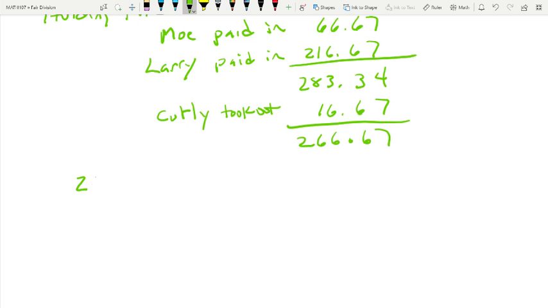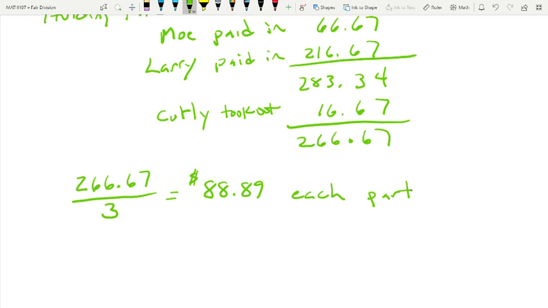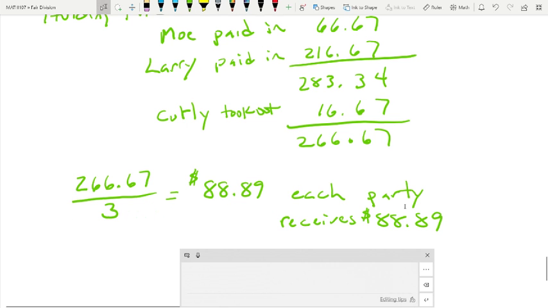That money is left in the holding pile, and now that the process is done, we take the money that is left over and divide it by the number of people. This comes out to $88.89. And so each party receives $88.89. All right, and that will conclude this lesson.